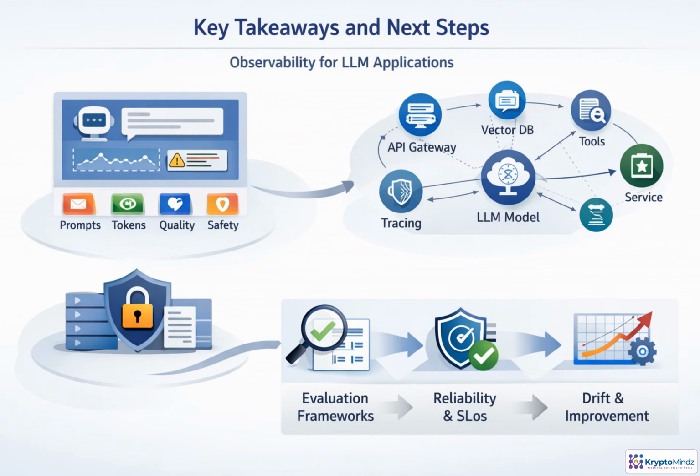The key idea is simple. You cannot improve what you cannot observe. For LLM apps, observability means seeing prompts, responses, tokens, retrieval, quality, safety, cost, and feedback, not just servers. Tracing connects the full workflow, while privacy-aware telemetry keeps sensitive data protected. Next, these signals become the foundation for evaluation, reliability targets, and continuous improvement.